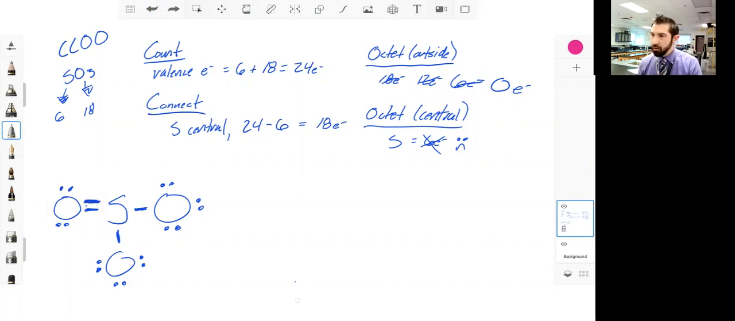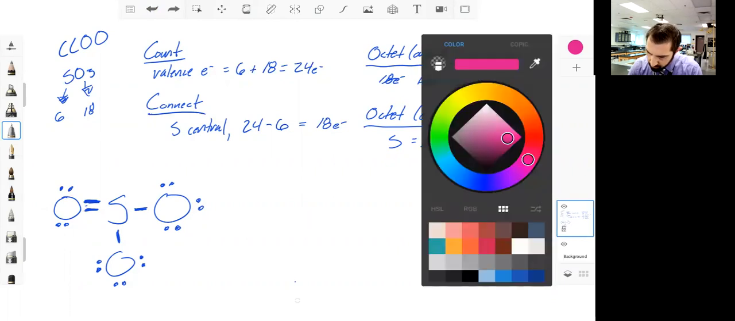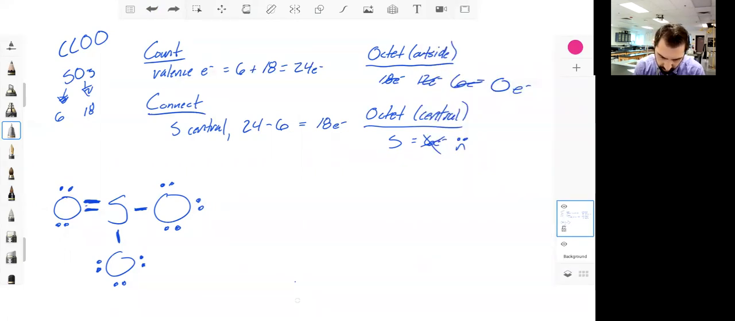Keep doing that. And then finally, let's look at sulfur in the middle. It's got 1, 2, 3, 4 from that bond, 5, 6, 7, 8. So it's got an octet as well. So we've used up all 24 electrons that we were supposed to. We can't add more. We can't have any left over. And all the atoms have an octet. So you're done. That's the way always to check: look at each atom to see it has an octet and make sure you've used up all of the electrons you were supposed to.